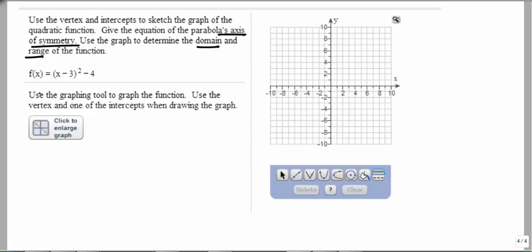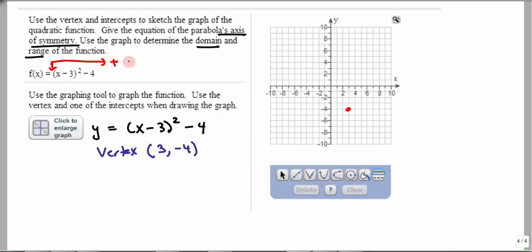So to get started, let's think about what the vertex is here. So I have y equals x minus 3 quantity squared minus 4. My vertex is going to be opposite of what's inside here, so it'd be positive 3, negative 4. So let's do that. Starting at 0, positive 3, 1, 2, 3, then down 4. So this is my vertex. Now also, I know that this is a parabola that opens up. It's a positive value outside the parentheses there, so this opens up.